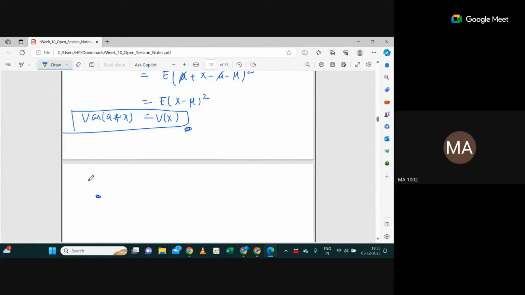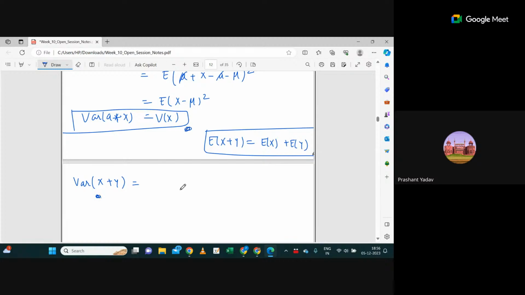What about the variance of two random variables? Let's say x plus y. In expectation, there was addition of two random variables and we got the expected value of x plus the expected value of y. But what about the variance of x plus y? In this case, we can't say that variance of x plus variance of y is equal to variance of x plus y.